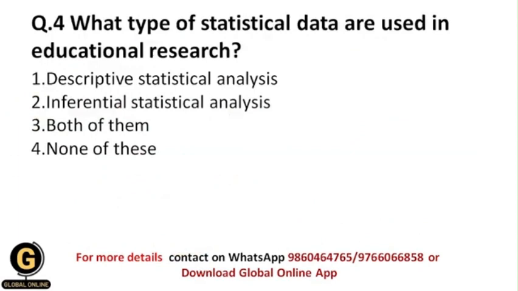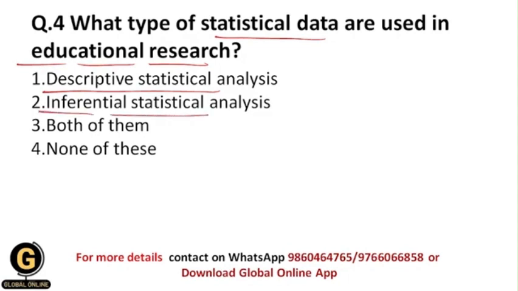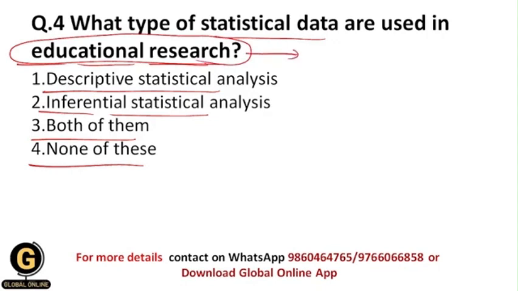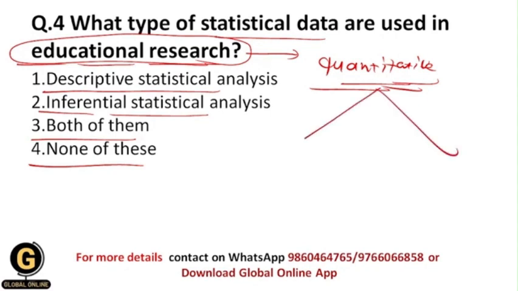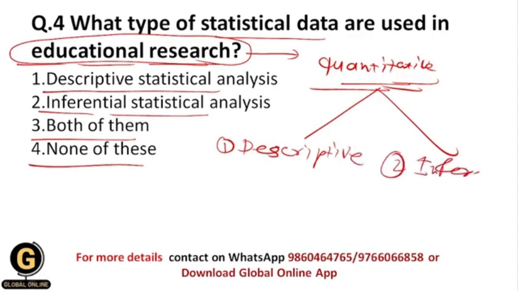Now next is, what type of statistical data are used in educational research? Within educational research, what type of statistical data can we use? Can we use descriptive statistical analysis? Can we use inferential statistical analysis? Can we use both of them or none of these? Students, educational research is the type of research in which we need both kinds of data, qualitative and quantitative. When we collect quantitative data and want to analyze it, we test it through statistical analysis techniques, and there are 2 types: one is descriptive statistical analysis and the second one is inferential statistical analysis.